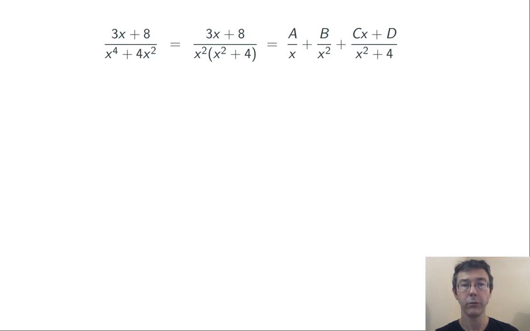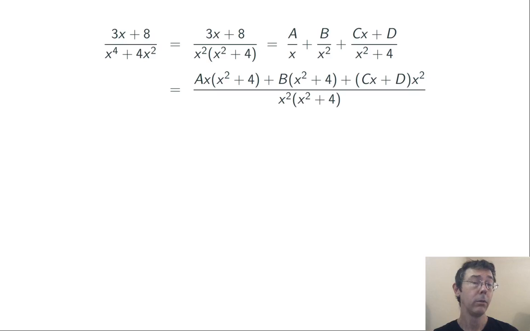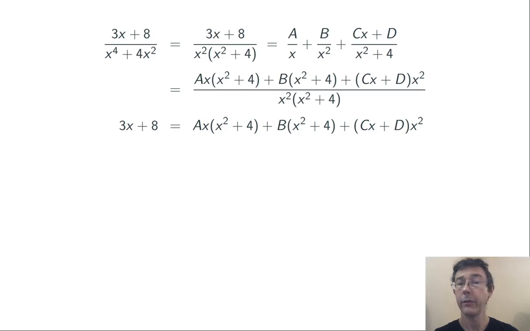Here's the form of the partial fractions decomposition. In particular, notice that I've viewed the x squared in the denominator as a linear term, x, to the second power, not as some sort of irreducible quadratic. The decomposition then is a over x plus b over x squared plus cx plus d over x squared plus 4. Now we get a common denominator, equate the numerators, and solve for a, b, and c.